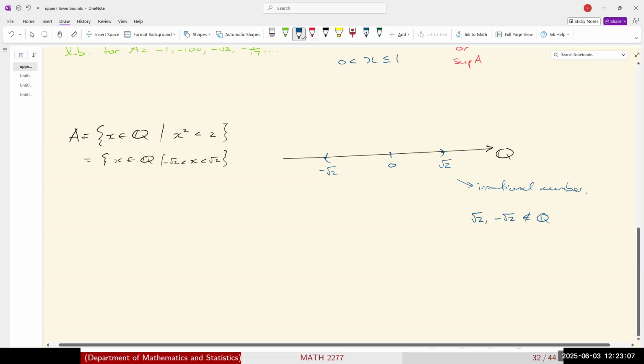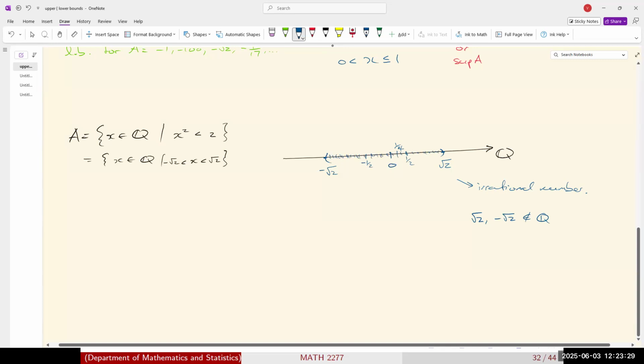But we are looking for all of the fractions in between here. So all the fractions in between here. For example, 1/2, quarter, right? So all the fractions in between here. Maybe here is minus 1/2.